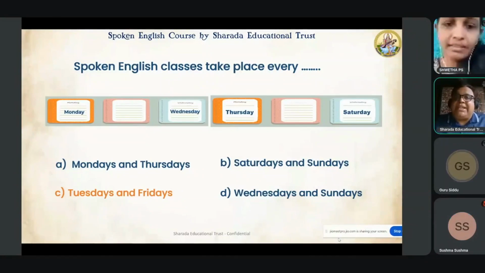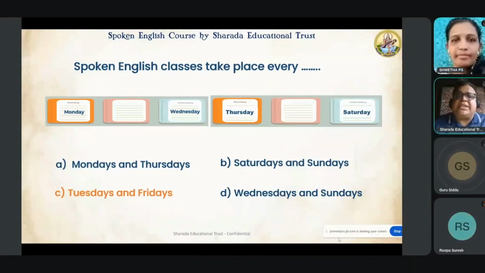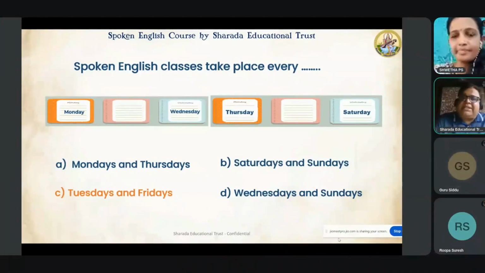But that becomes past tense. Are taking place, but take place. Normally, we don't say it like that. You know, are taking place every Tuesdays and Fridays. That becomes past tense. But yeah, we normally say spoken English classes take place every Tuesday. Make it very simple. Are taking place is also correct, but you have to bring it to the past. That becomes the past tense.